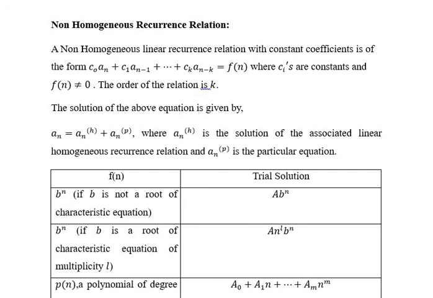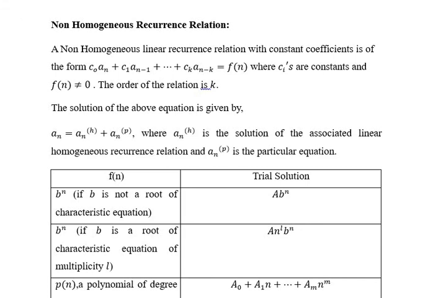It can be any term, it can be a function in terms of n, it can be a polynomial in terms of n. So, the solution of the above equation, that is c0 a_n plus c1 a_(n-1) plus etc. plus ck a_(n-k) is equal to f(n), where f(n) is not equal to 0 and the ci's are constants, will be given by a_n is equal to a_n^h, that is the homogeneous case, plus a_n^p, where a_n^h is the solution of the associated linear homogeneous recurrence relation and a_n^p is the particular solution.